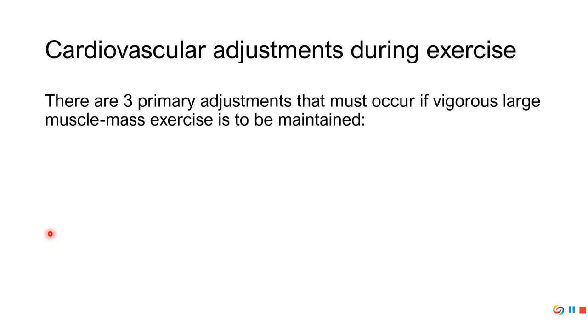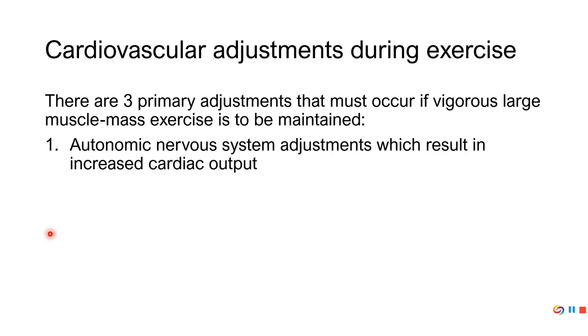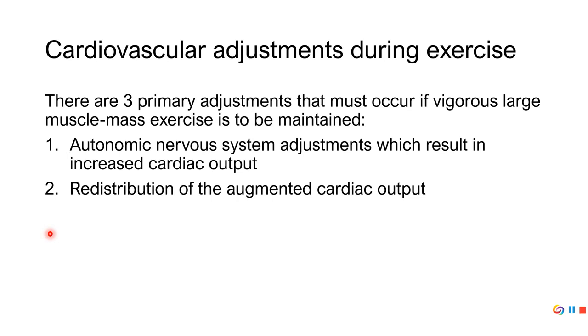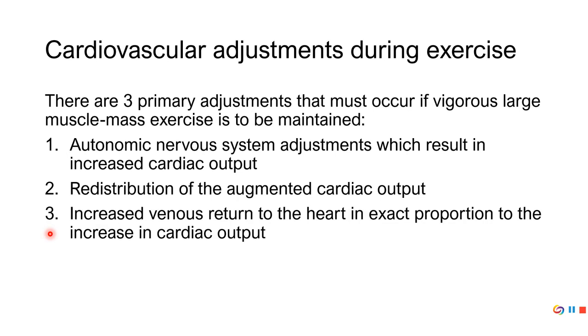So when it comes to exercise, there are 3 things that have to occur if you're going to do large muscle mass exercise. The autonomic nervous system has to change so it can increase cardiac output. That cardiac output has to be redistributed, and we have to make sure that we increase venous return to match that increase in cardiac output. Because if we increase cardiac output but we don't bring the blood back, that's not going to be very beneficial.